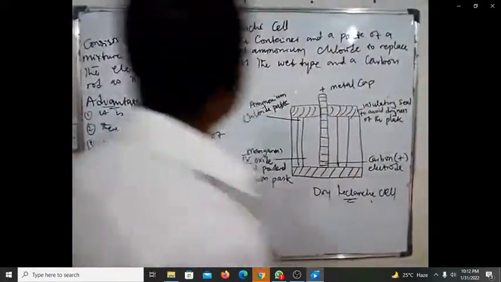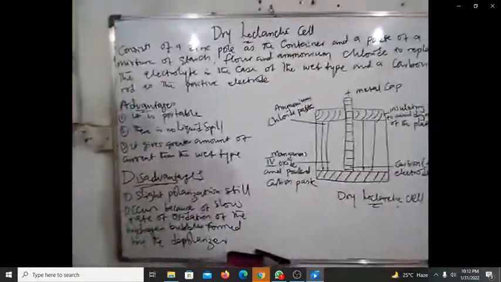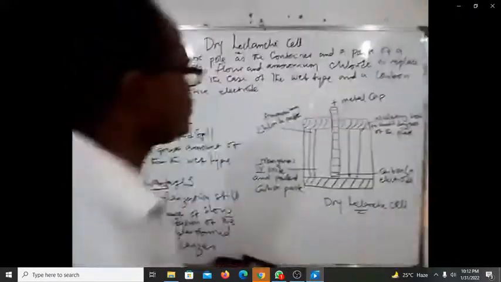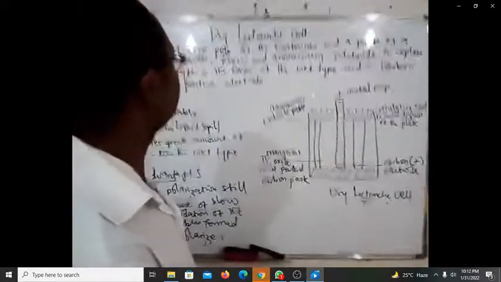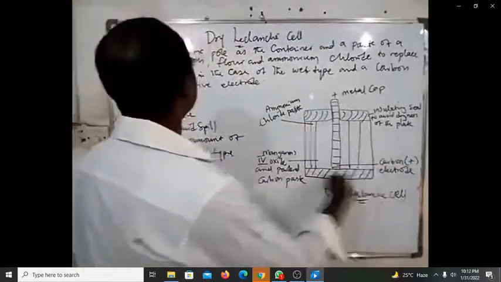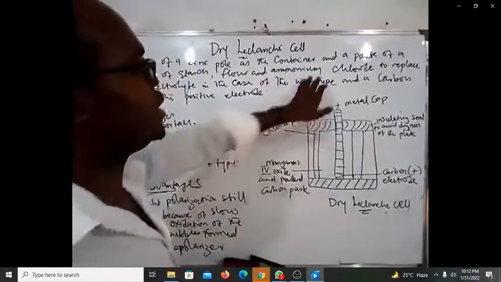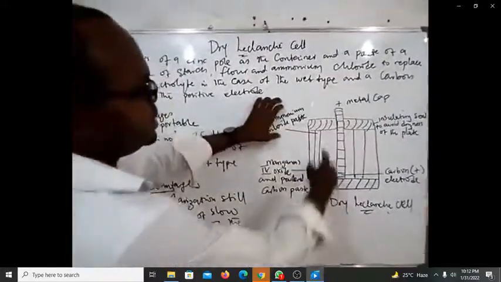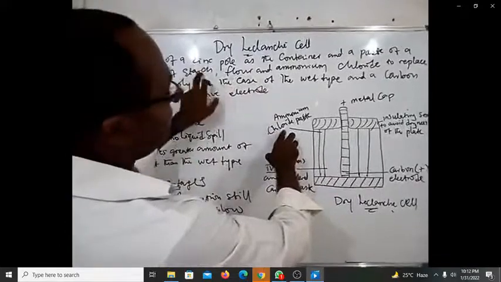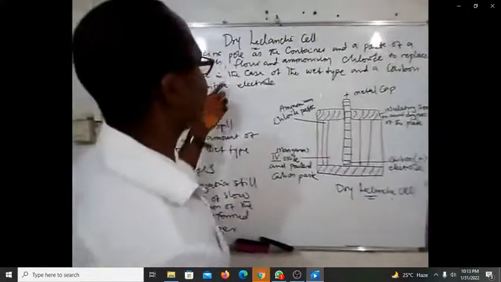Exactly. So we've already done wet Leclanche cells. So today we're going to be looking at the dry Leclanche cell. It consists of a zinc pole as the container. See this container? It's a zinc pole. Is that clear? And a paste of a mixture of starch, flour, or ammonium chloride. The paste that will be contained here will be either a mixture of starch, flour, or ammonium chloride, to replace the electrolyte in the case of the wet type.